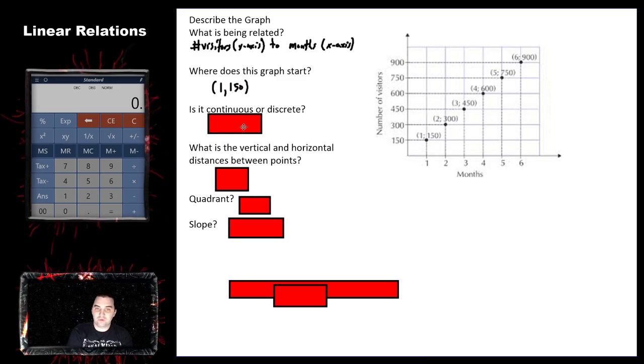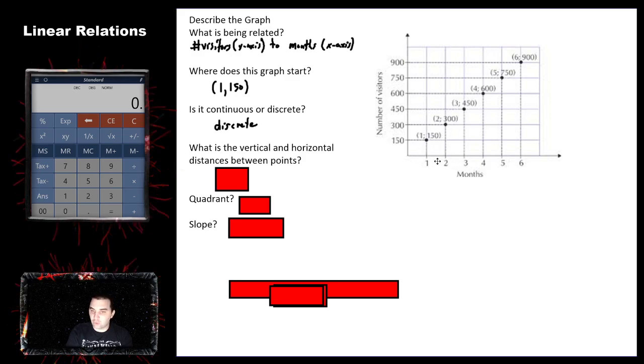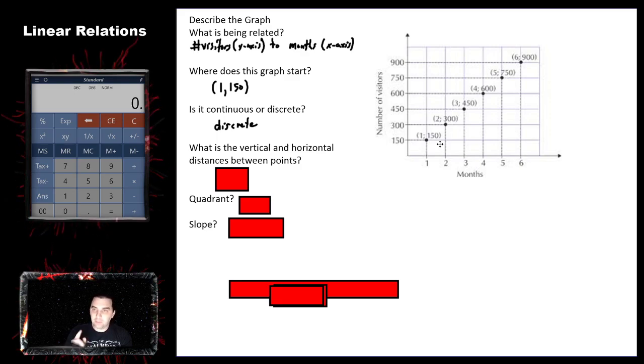Is it continuous or discrete? It is discrete. It doesn't show like a half a month or a third of a month. They don't really care about that. They just care at the end of the month how many people visited.